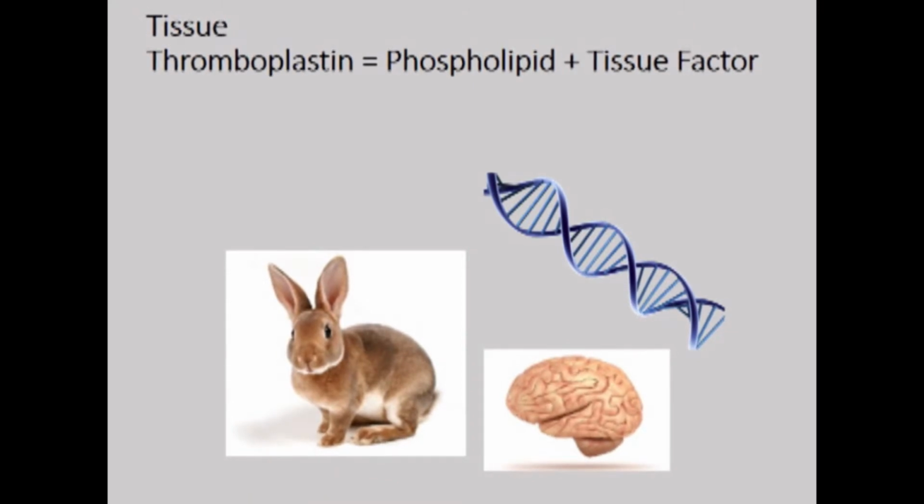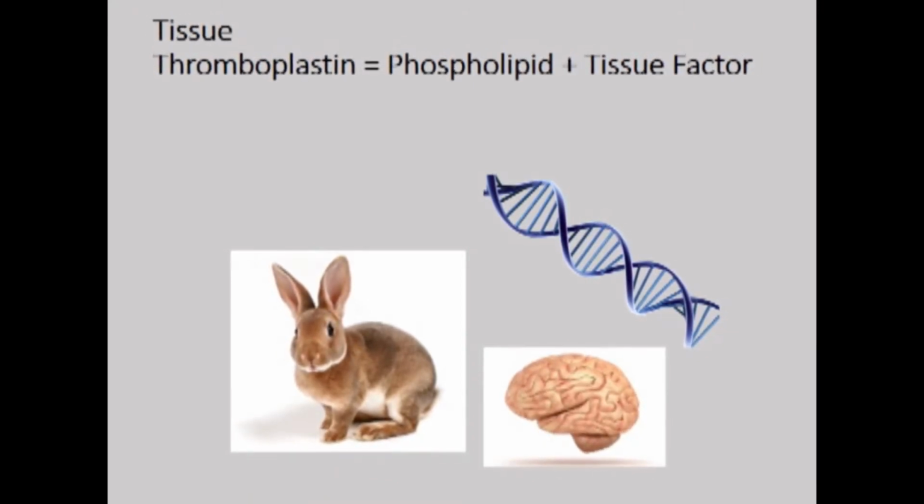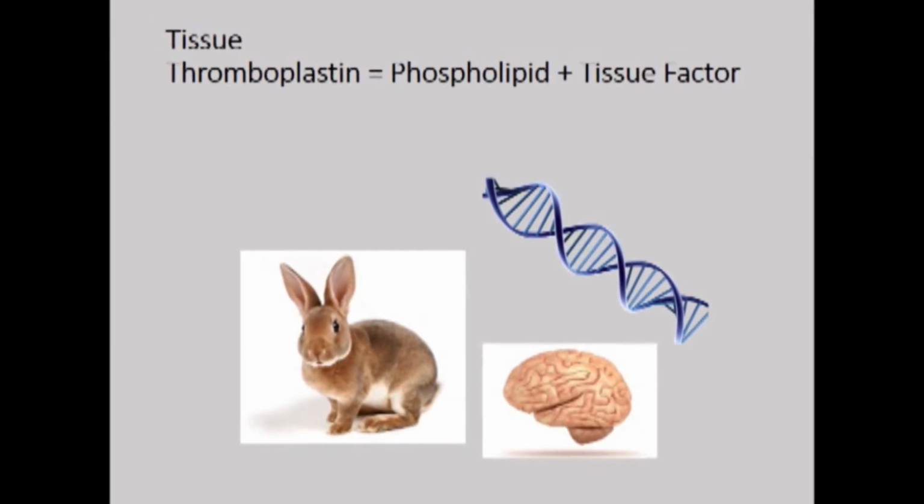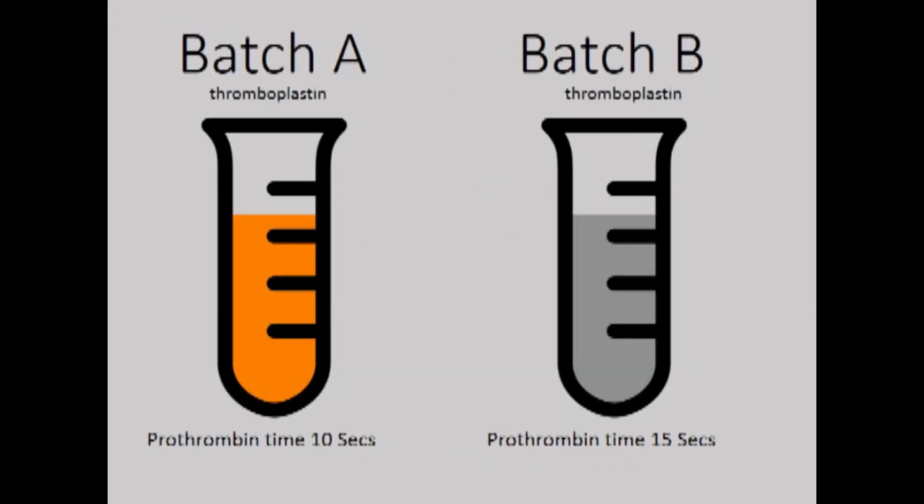But there is one problem. Yes, it lies in the tissue thromboplastin, which is a combination of the phospholipids and the tissue factor, derived from human brain, rabbit or recombinant DNA. This is a biological product which activates the extrinsic pathway. As you can see, there will be bound to be variation between batches and manufacturers.